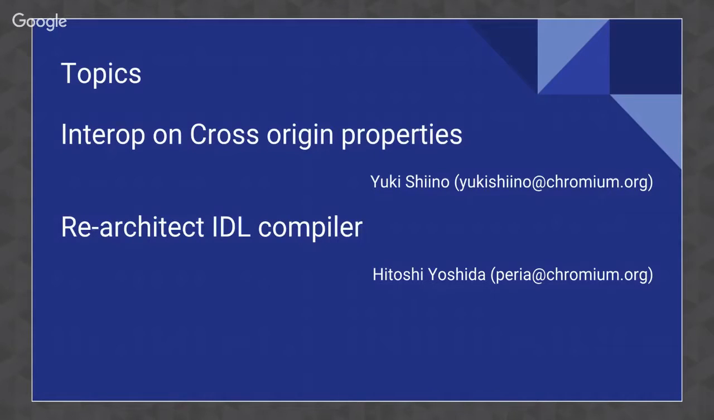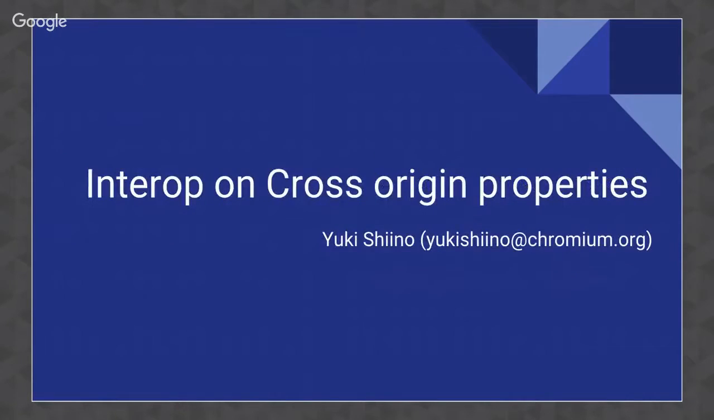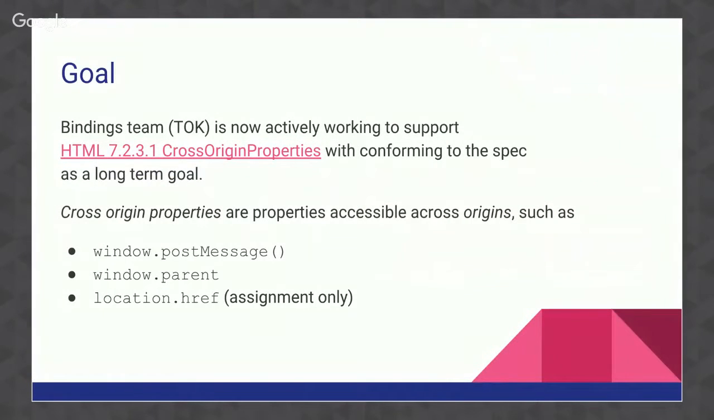The first part is Interop on CrossOrigin Properties. We are now trying to implement CrossOrigin Properties conforming to the web spec. CrossOrigin Properties are properties that you can access across origin, such as window.postMessage and location.href.